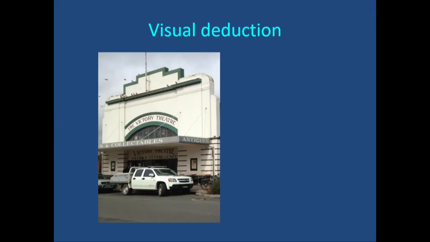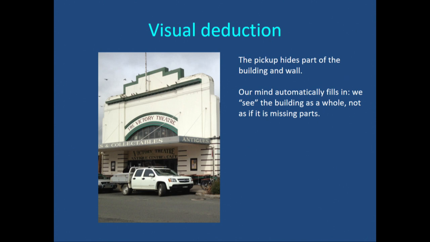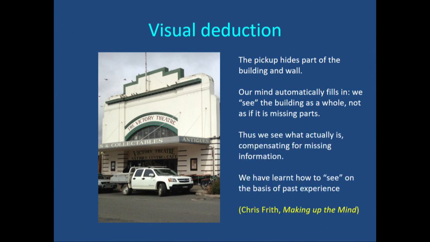So now there's a very ordinary picture of a pickup truck in front of a theater. Now, the thing about it, which you probably haven't thought about up to now, is you can't see the theater behind the pickup truck. So the question for you is, does the theater exist behind the pickup truck? Okay, well, in fact, the pickup truck hides part of the building, so we can't see that part of the thing. Our mind automatically fills in the fact that the building is there. The building as a whole is there. It's not as if there was a bit of the building missing in the shape of the pickup truck in that image. Thus, we see what actually is in our minds compensating for missing information.